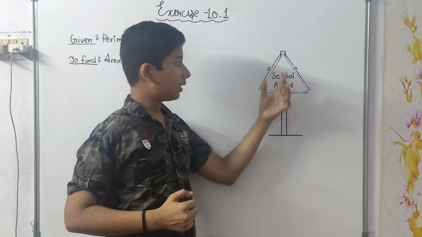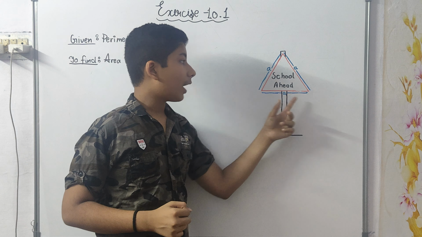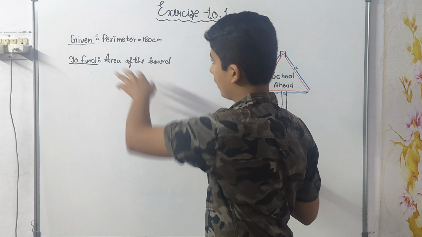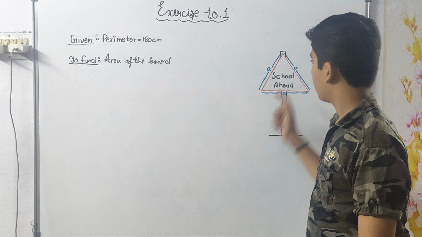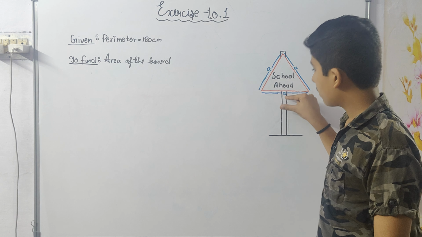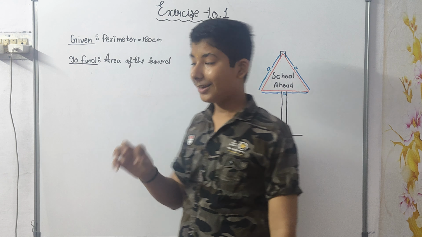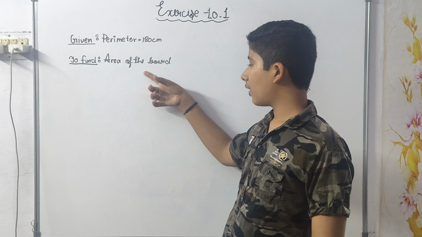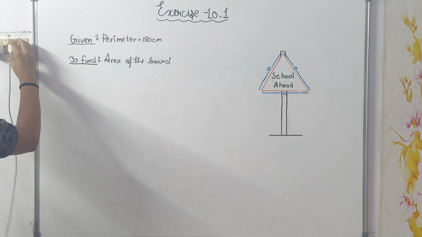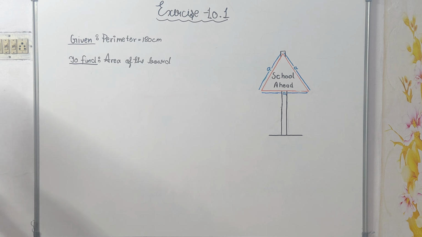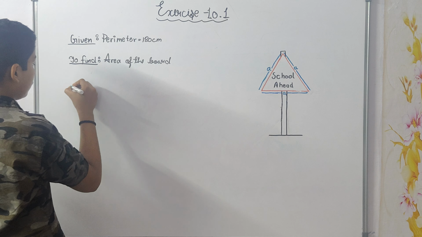In the same way, there is a triangular signboard whose sides are A, and it is given that the perimeter of this triangle is 180 centimeter. Means A plus A plus A, that is 3A, is 180 centimeter. We have to find the area of this signboard. So let's start with the green marker. Solution.